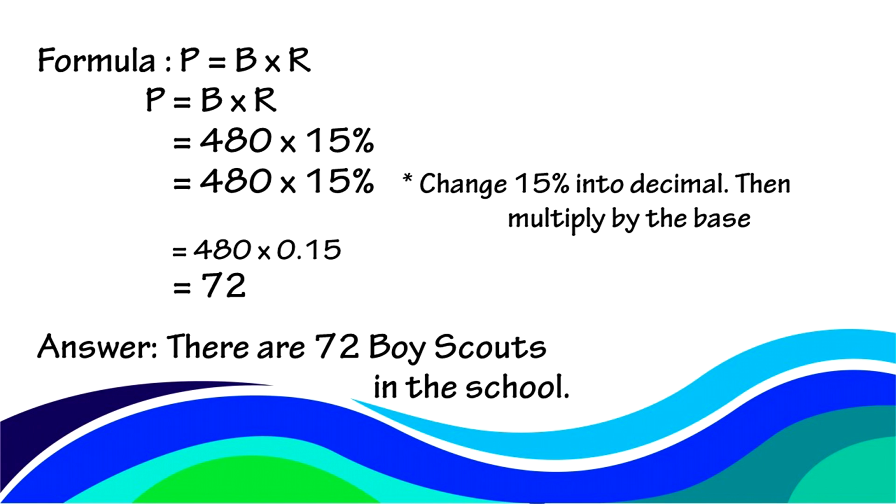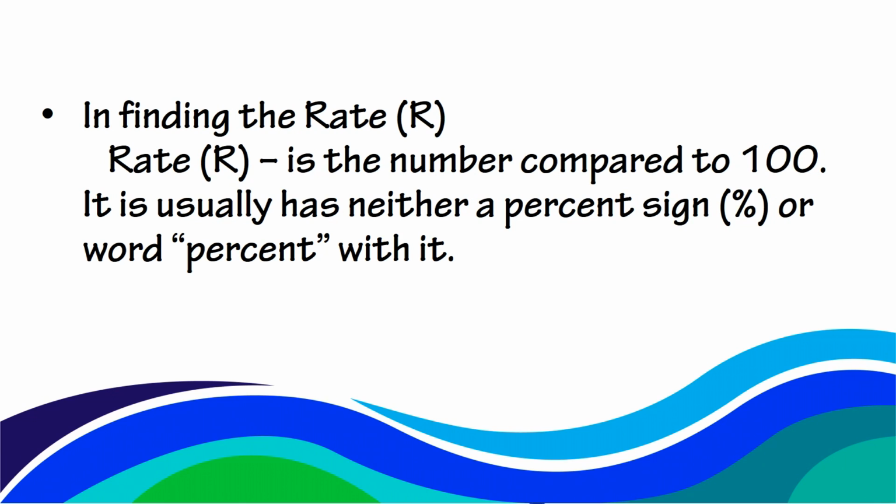Before multiplying, we change 15% into decimal form. 15% divided by 100 is equal to 0.15. Then we multiply 480 by 0.15. Our answer is 72. So there are 72 Boy Scouts in the school. Okay, so let's go to finding rate.